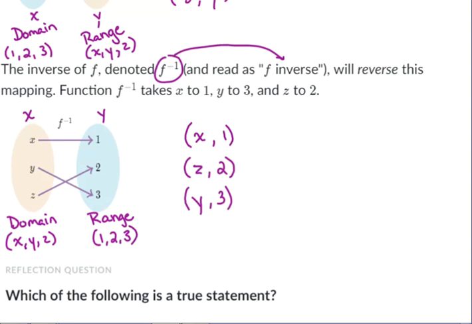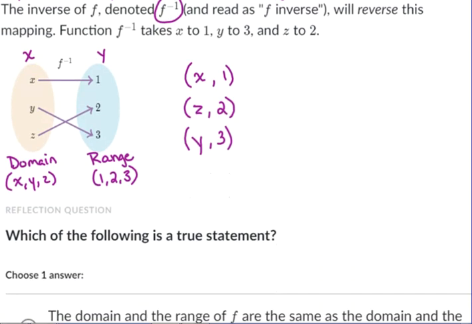So, very basically speaking, your inverse switches your domain and range, or it switches your x's and your y's. It just reverses those two relationships around.